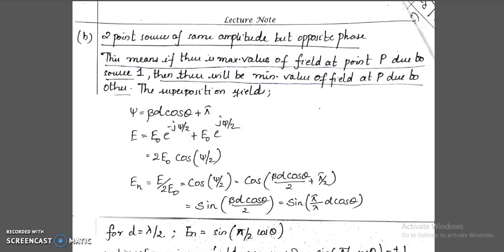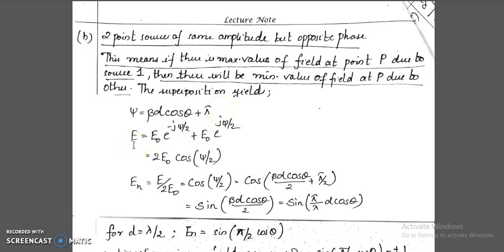So we can find the total phase difference psi is equal to beta d cos theta plus pi. Here beta d cos theta is the phase difference due to path difference, and pi is due to the applied current phase. That is, the relative phase between the sources is pi. That's why we call it opposite phase.